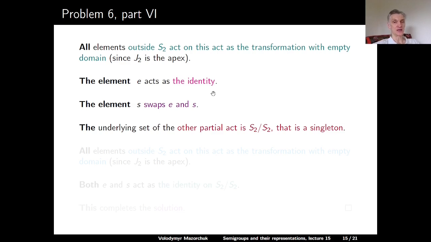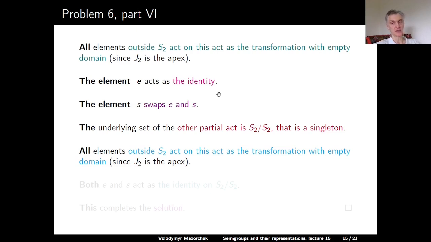The second partial act has as the underlying set all cosets of S2 modulo S2, and there is only one coset, so that's a singleton act. All elements outside S2 act on this partial act as a transformation with empty domain, because we still have J2 as the apex, and both E and S act as the identity element on this singleton act. And this completes our solution.